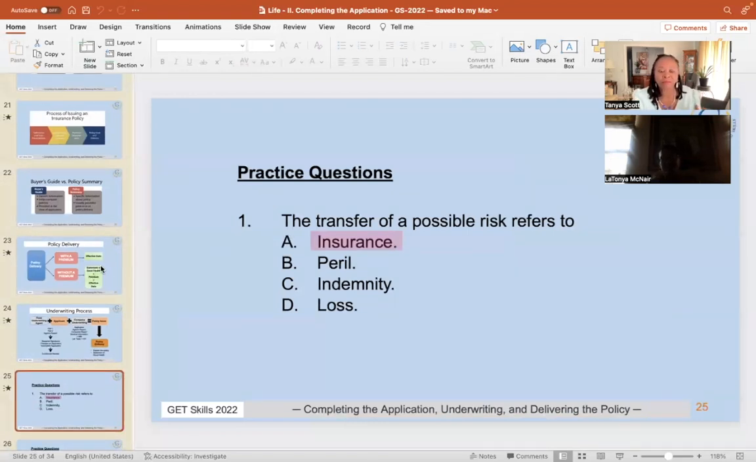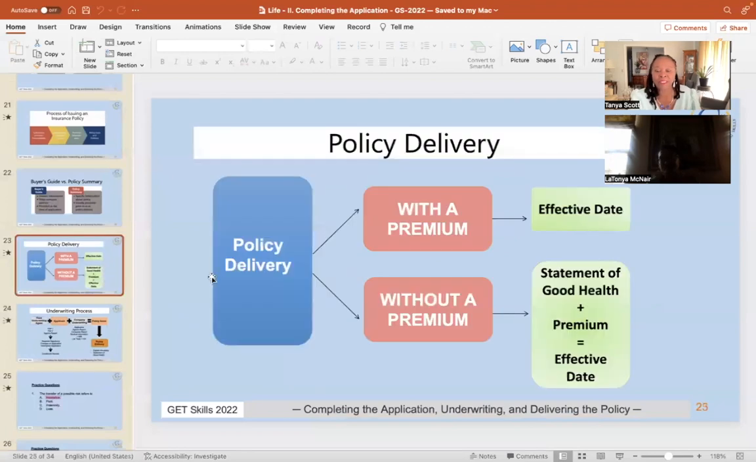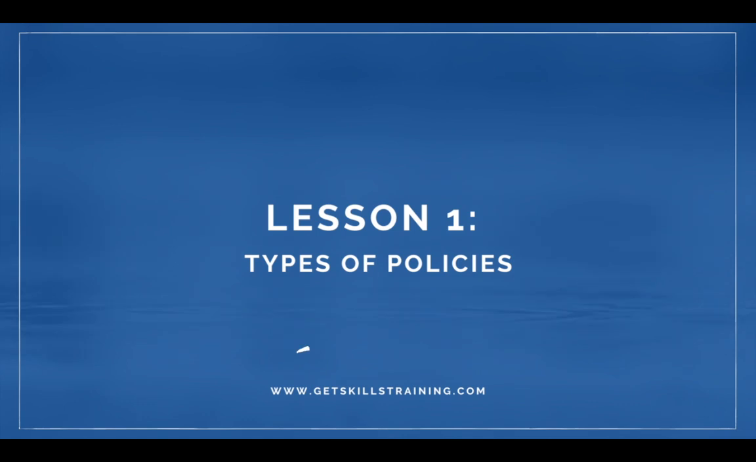Just remember, I'm going to go back to this slide since I see it. On the policy delivery, the effective date, the start of the policy, is always based on when that money was taken. That policy can be effective on the day of application, or it can be effective when you deliver the policy. It just depends on when you took the premium.